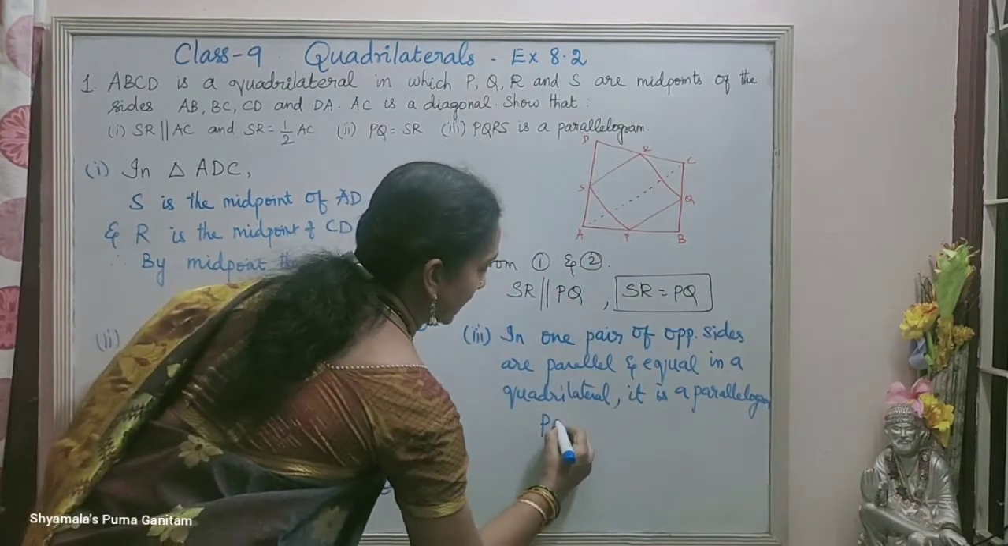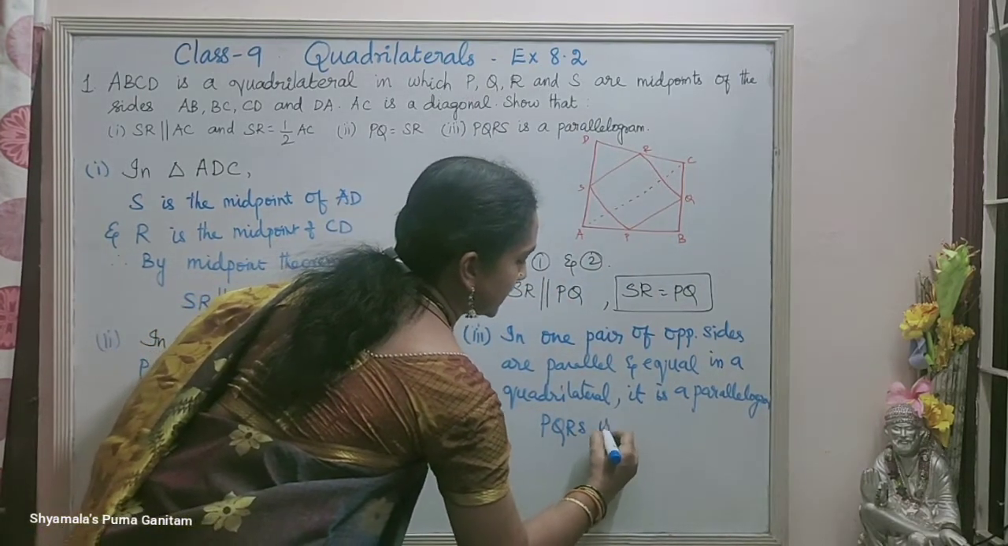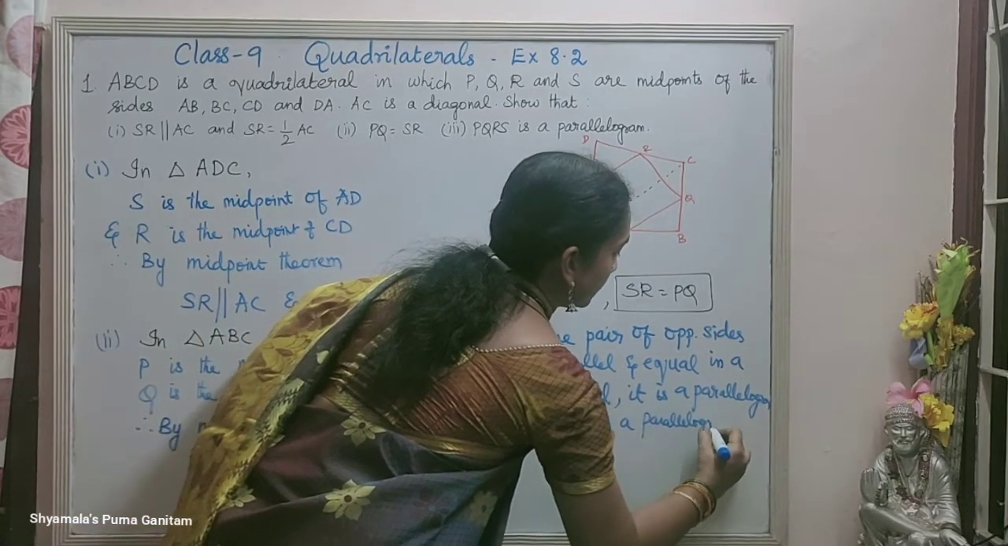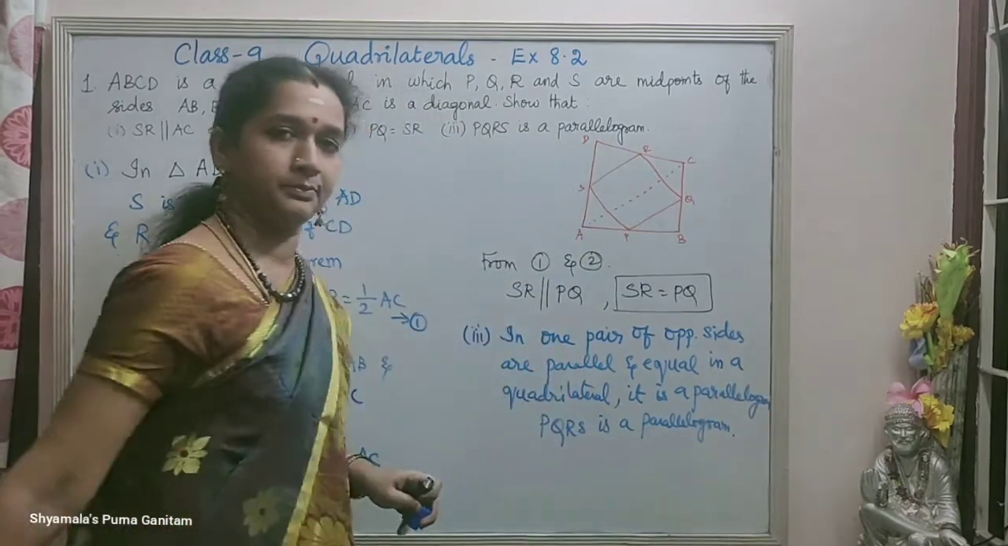PQRS is a parallelogram. So this is the proof for the first one.